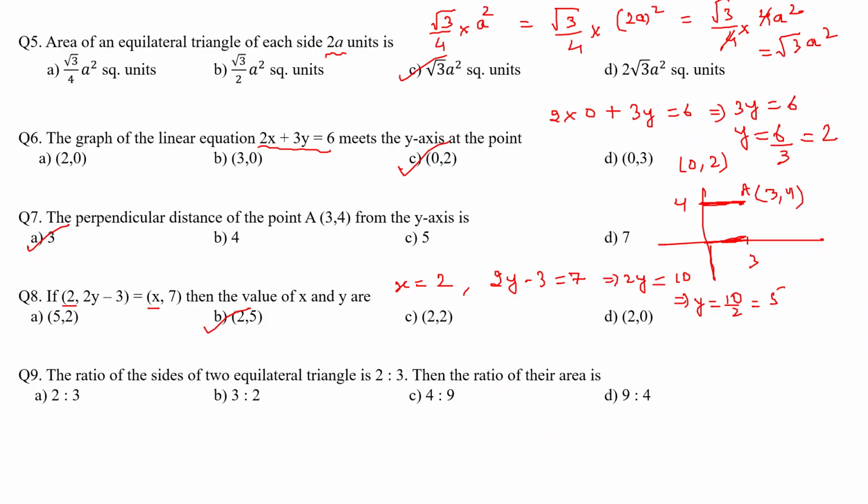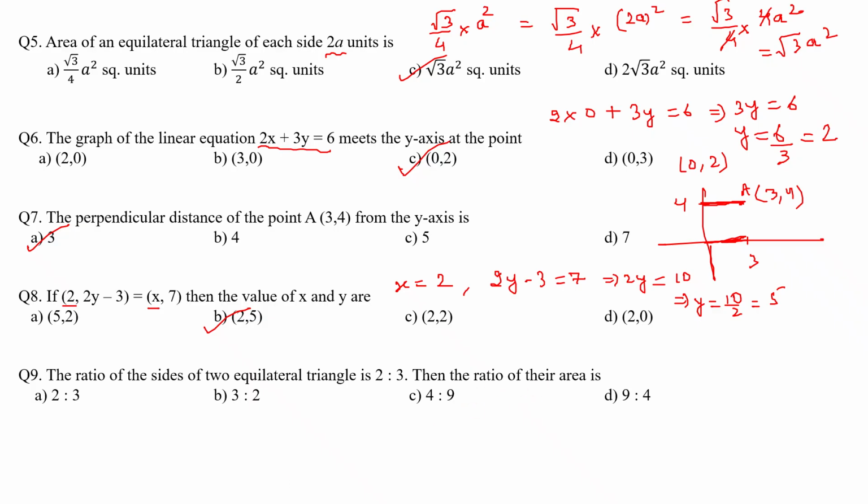Now moving to question number 9. The ratio of the sides of two equilateral triangles is 2:3. See, there are two equilateral triangles and the ratio of their sides is given. So if I assume, let the ratio be x. So the first equilateral triangle will have side 2x, second will have side 3x. And what we have to find? Ratio of their area.